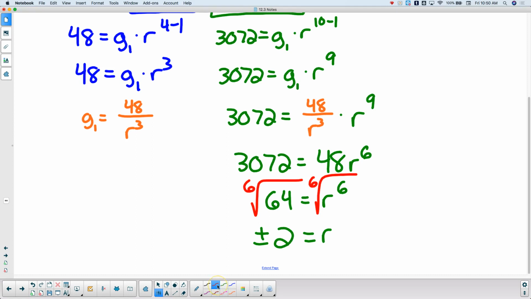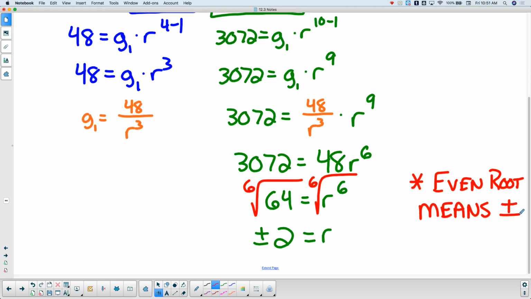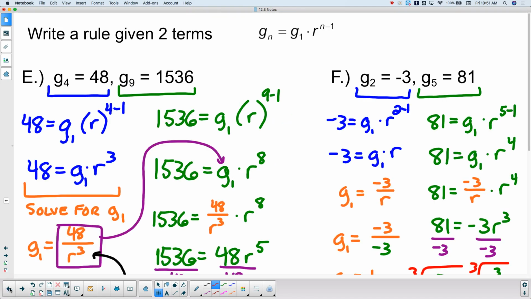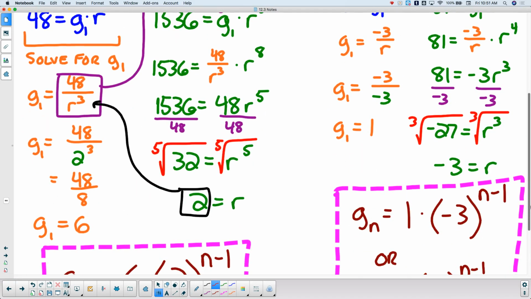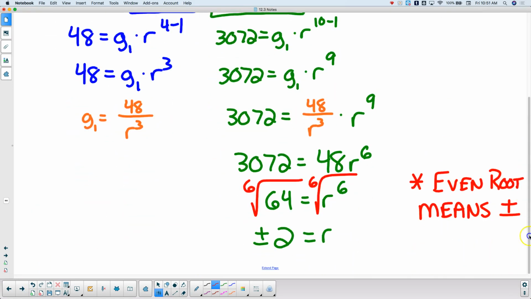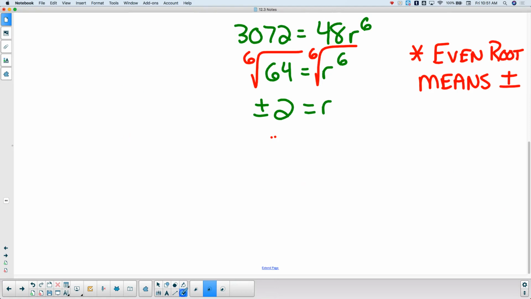So anytime we are taking an even root, we have to add the plus or minus. In this case, we were taking an even root, the 6th root. In the last 2 cases, we took odd roots. We did the 5th root first, we did the 3rd root second. But in this case, we're taking an even root.